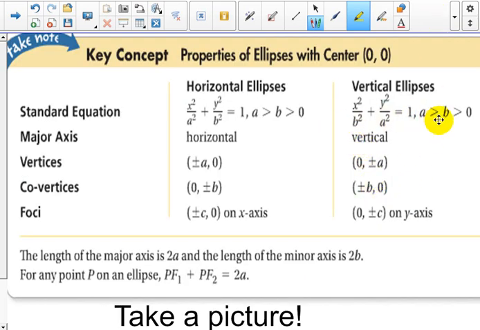So here's the key concepts and all of this put together with our equations. So here's our standard equation of an ellipse with the center at the origin. So remember we were talking about the vertices and the co-vertices, a and b. So here they are. So the standard equation is x squared over a squared plus y squared over b squared equals 1. And a is greater than b and b is greater than 0.